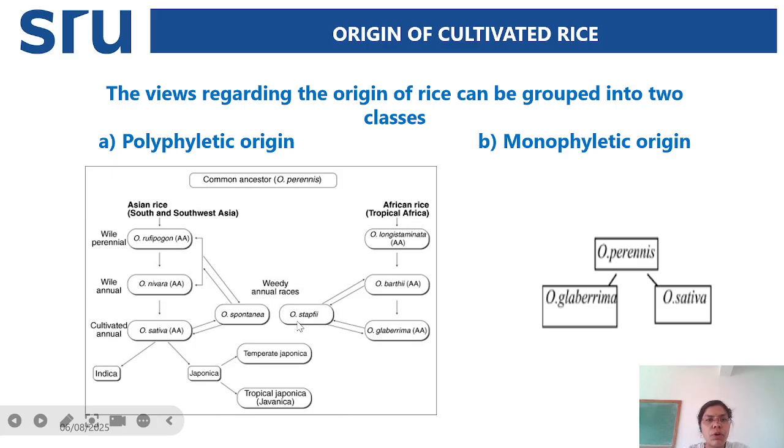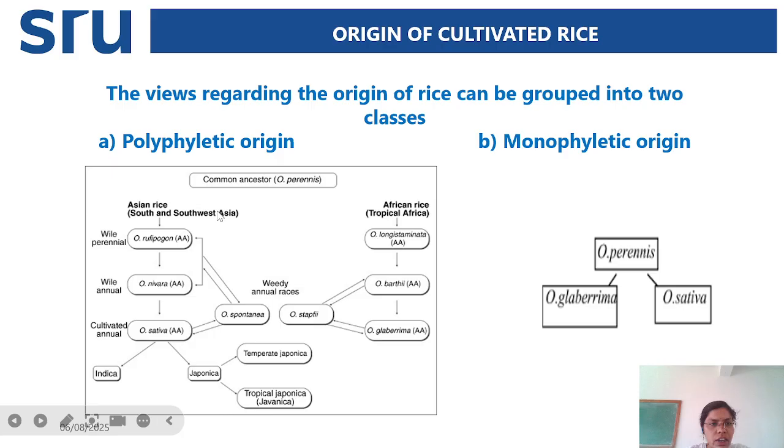According to the polyphyletic origin, we'll discuss how Asian rice and African rice originated, as well as the monophyletic origin. Asian rice is Oryza sativa and African rice is Oryza glaberrima. The origin for Asian rice is Southwest Asia, and for African rice it is tropical Africa. Now we'll discuss how cultivated rice originated according to the polyphyletic origin.